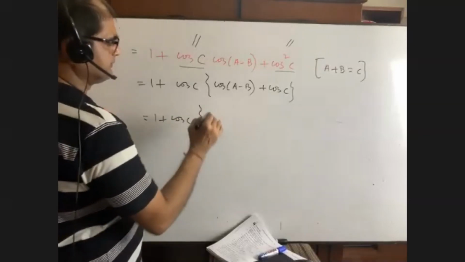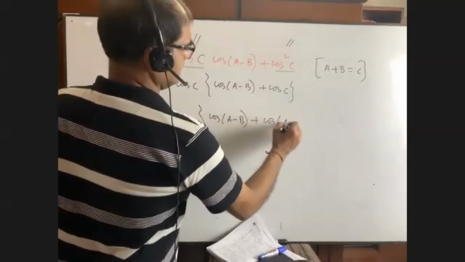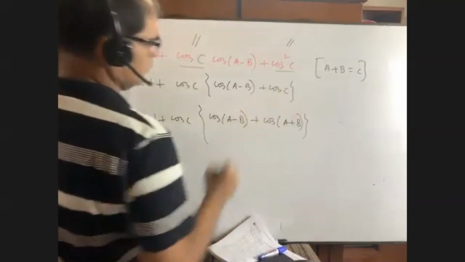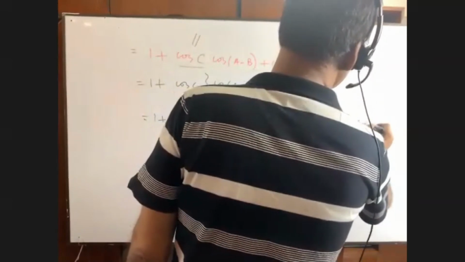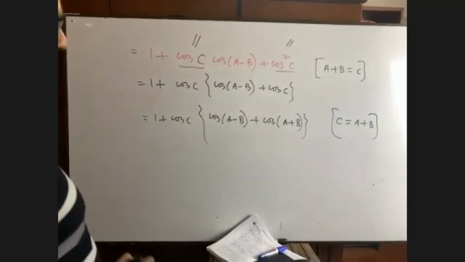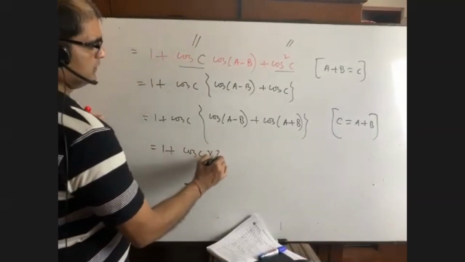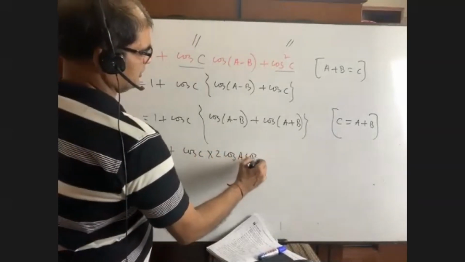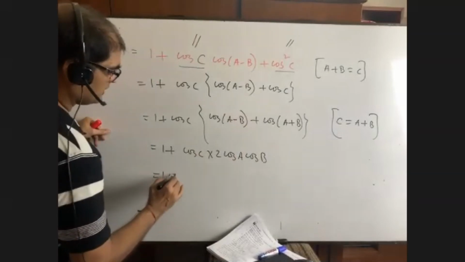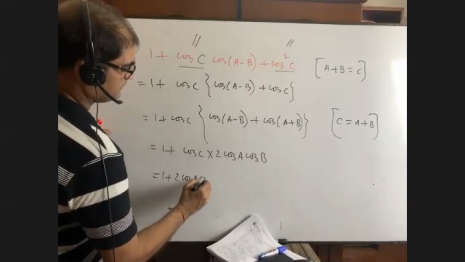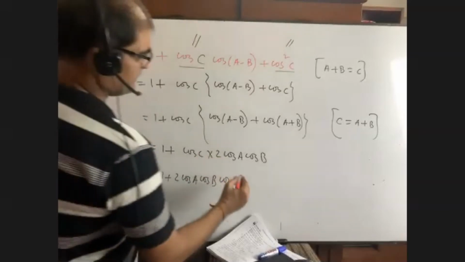Cosine C, cosine A minus B, cosine A plus B. What am I going to write down here? Here we have put C equals A plus B. Okay, now what is the formula? 2 cos A cos B. So we have got the right hand side. 1 plus 2 cos A cos B cos C, which is equal to... the math was really interesting, right?